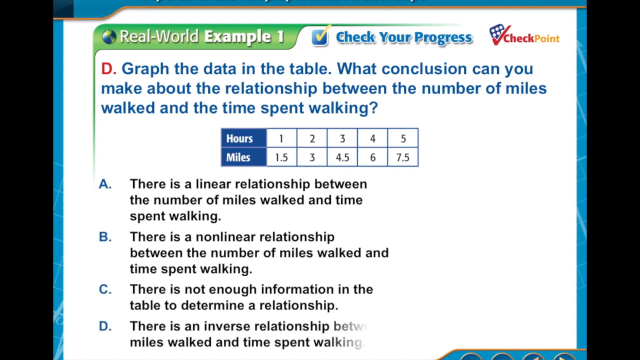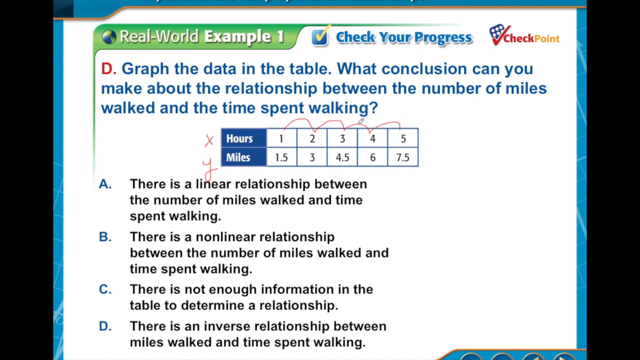Now 1D. So we're looking at a different relationship here. Please have down the table. Those values are important. So looking at this data, we want to know what conclusion we can make about what's happening here between the miles and the time spent walking. So we've got hours as our x, miles as our y. We know we can track how these things are changing. So let's look at that.